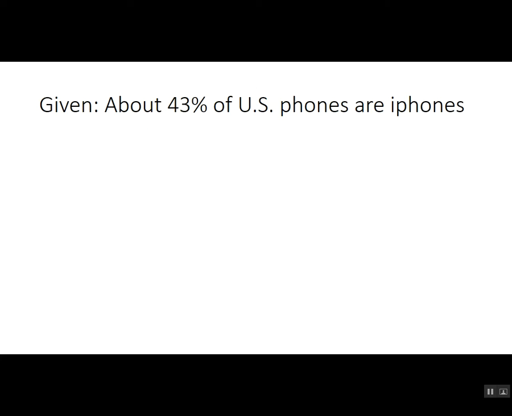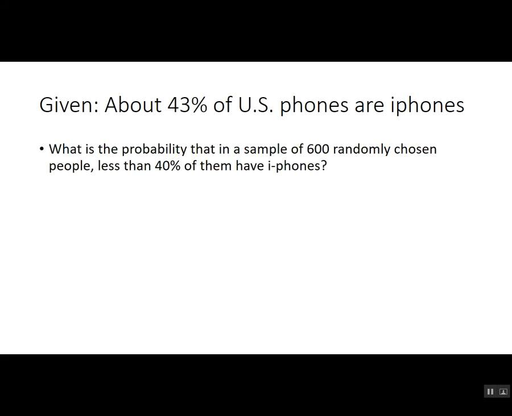So let's see how this is useful in action. Suppose we're given that 43% of US phones are iPhones. So p is known to be 0.43. Then you could ask this question: what is the probability that in a sample of 600 randomly chosen people, less than 40% of them have iPhones? This is the kind of question that the central limit theorem will let us answer, and let's see how.